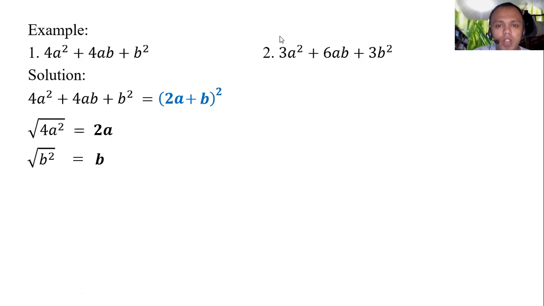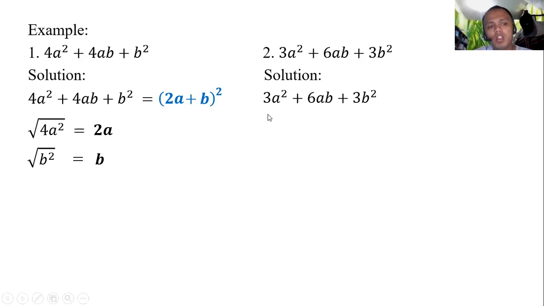Next, number 2, we have 3a squared plus 6ab plus 3b squared. If we get the square root of 3a squared, we cannot get it right away because 3 is not a perfect square. So what we should do here is factor out 3. When we factor out 3, 3a squared becomes a squared, 6ab becomes 2ab, and 3b squared becomes b squared.